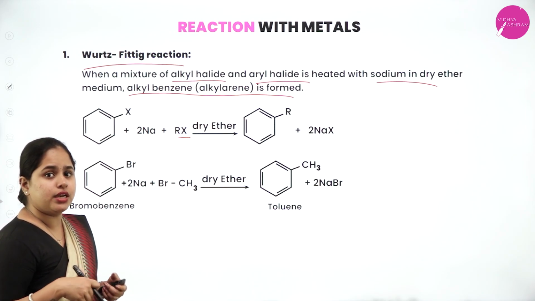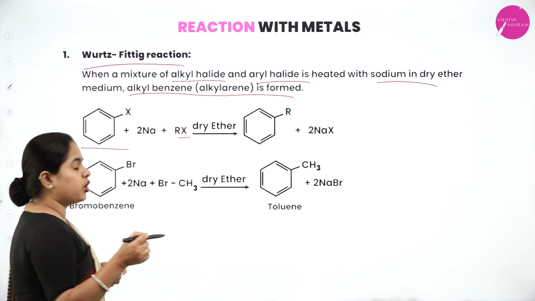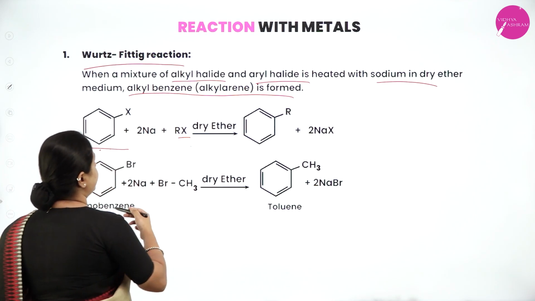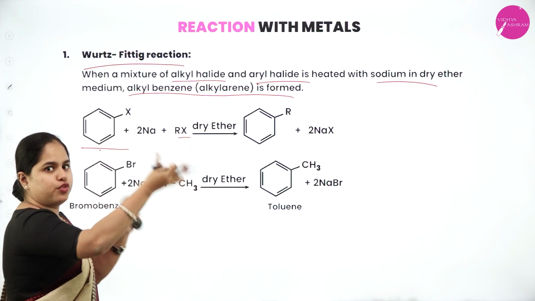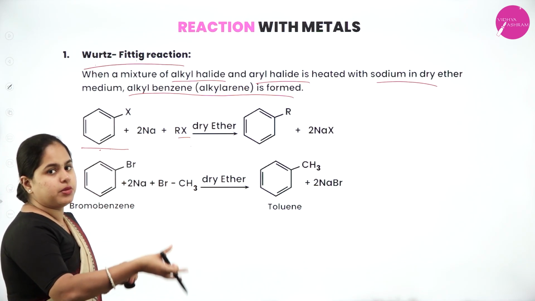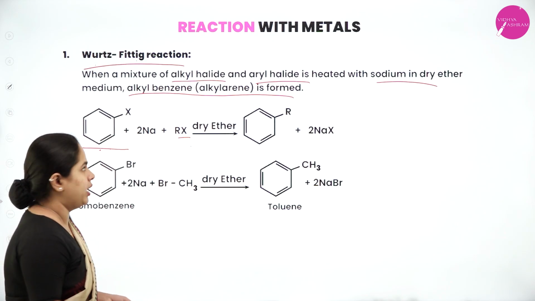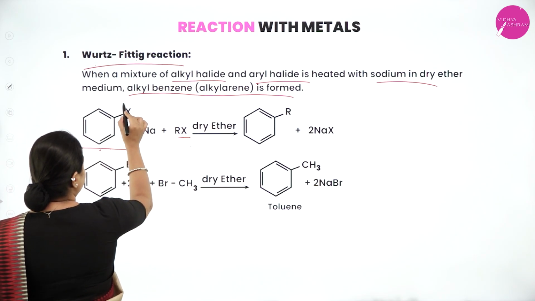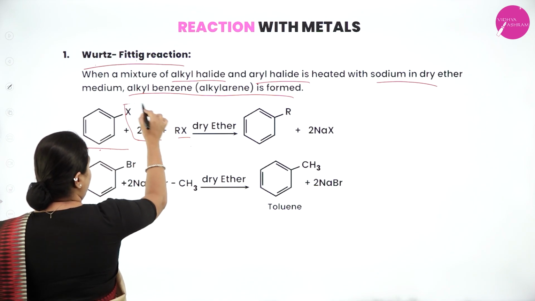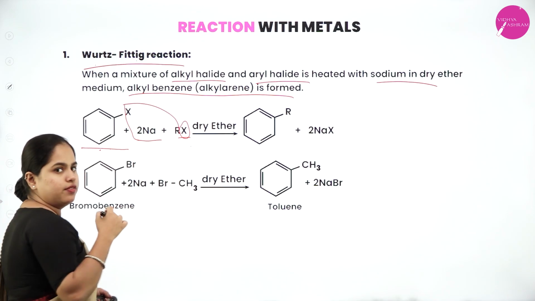But in this case, you need an arene, right? So you are going to use one haloarene and one haloalkane. That is why it is called Wurtz-Fittig. So remember, two different names are there, Wurtz and Fittig. That means one will be haloarene and one will be haloalkane. Now what will happen? The halogen from this one and the halogen from this one will be removed by the 2 moles of sodium.